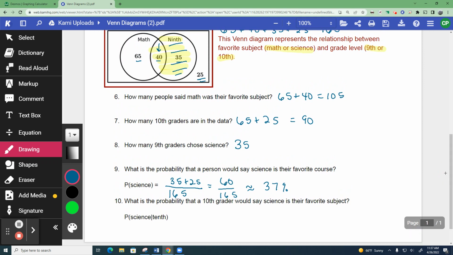Okay, last problem. What is the probability that a 10th grader would say science is their favorite subject? So in this case, we're only looking at 10th graders. So in our probability, our sample space on the denominator is just 10th graders. And we can look at our Venn diagram, or we can look up here because we already answered that question. So now, of those 10th graders, how many liked science? Well, we've got 9th graders highlighted, so 10th graders is everybody that is not highlighted. 65 of them liked math, so that leaves 25 that like science. And 25 divided by 90 is about 28%.